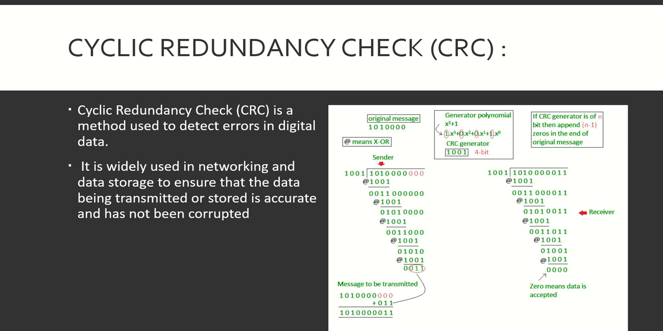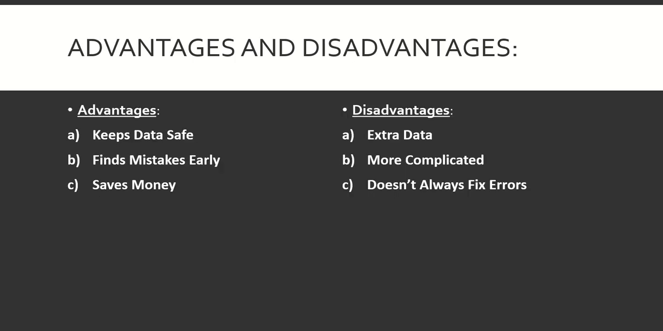After that, advantages and disadvantages of data error detection. Let's see one by one. First one is it keeps data safe, ensuring the integrity and security of data during transmission or storage. Find mistakes early, detect errors promptly, preventing the propagation of corrupted data. Saves money, reduces costs associated with data corruption, retransmission, and potential system failure.